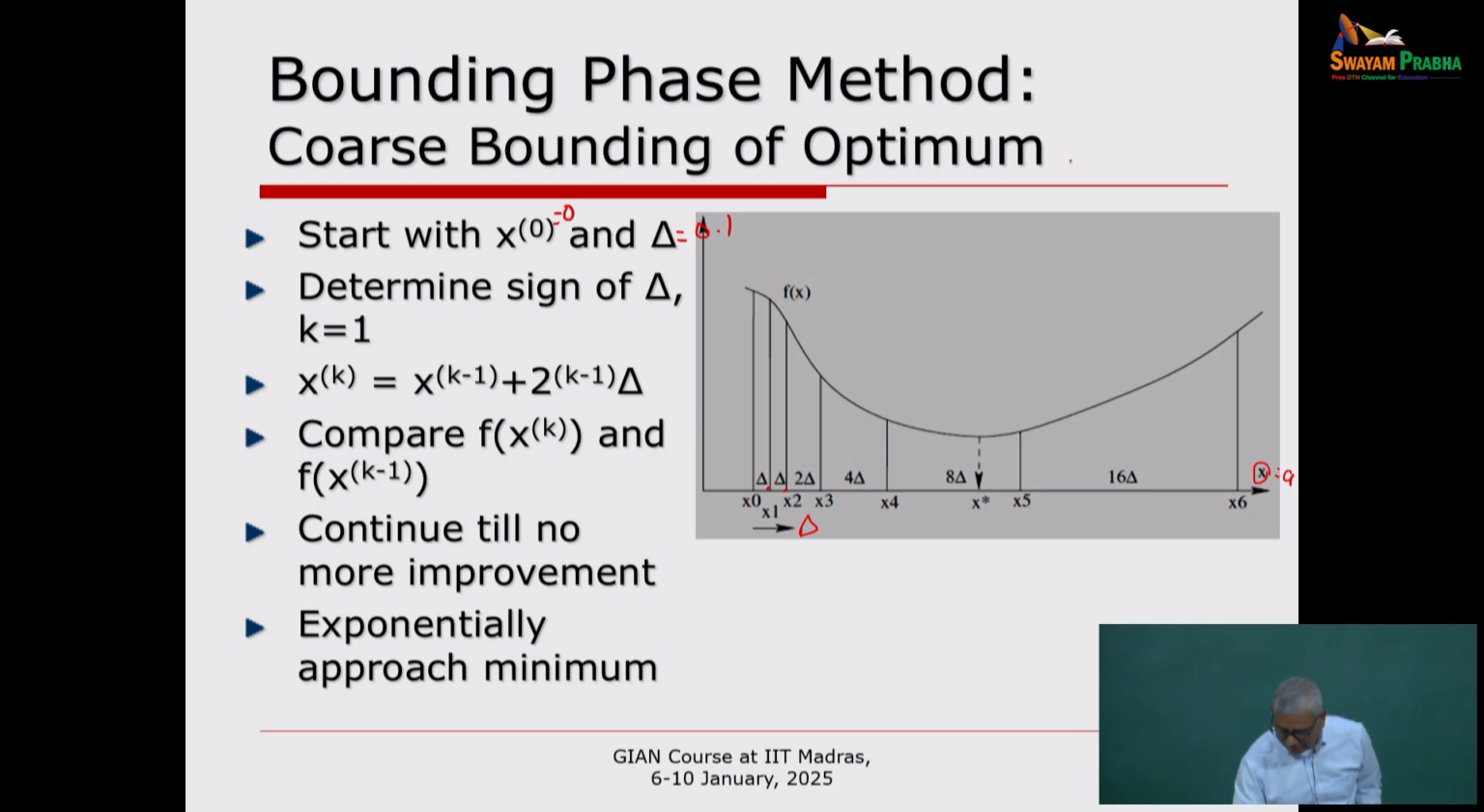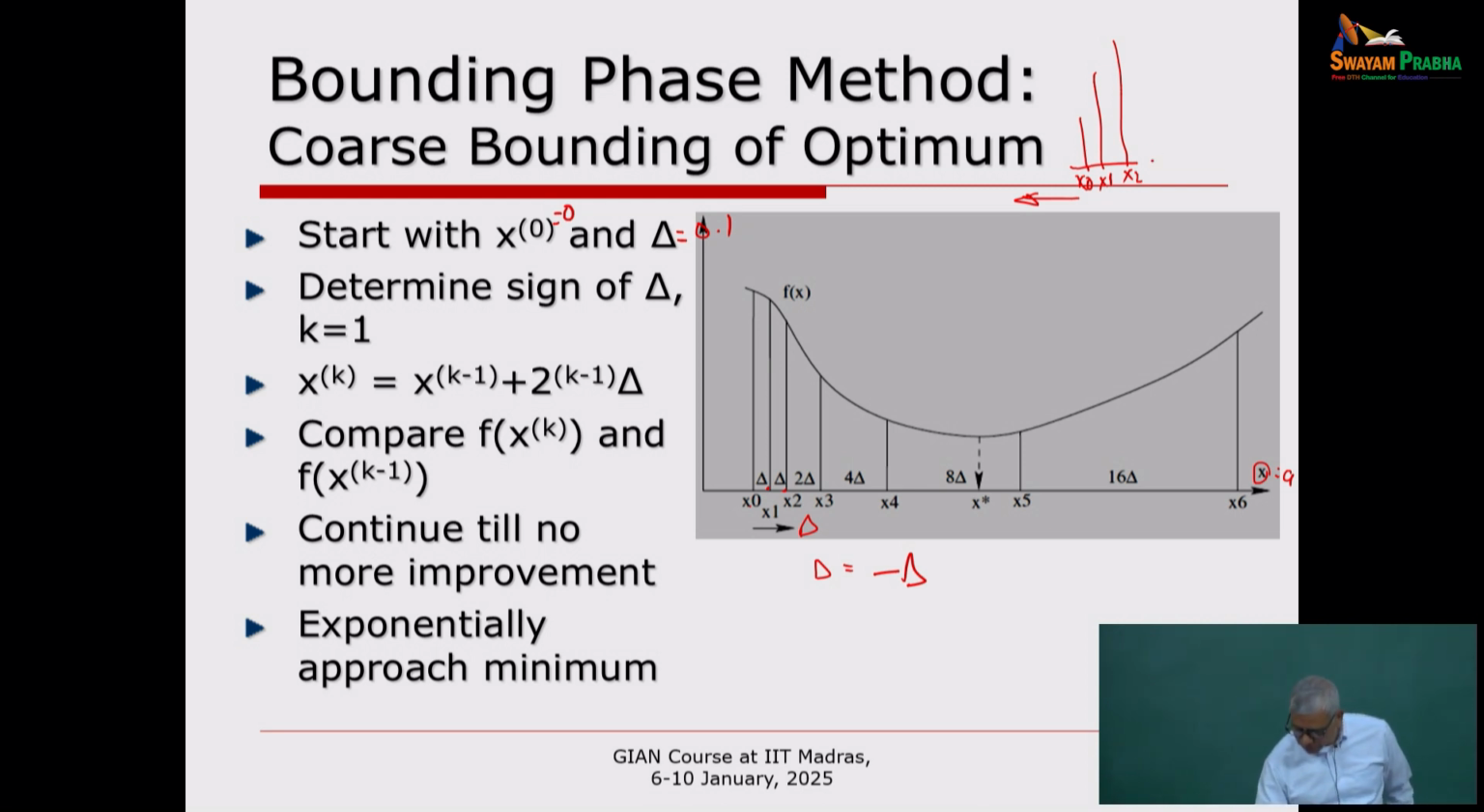I really want to go in this direction to find the minima. On the other hand, if I had this situation, so this is my x0, x1 and x2, what will you do? Which direction are you going to go? The other direction, because it looks like that's where the minima is. So I'm going to simply change the direction of delta to minus delta and go in the other direction.